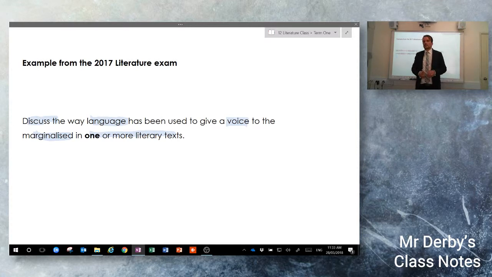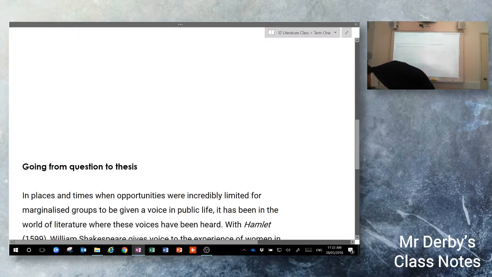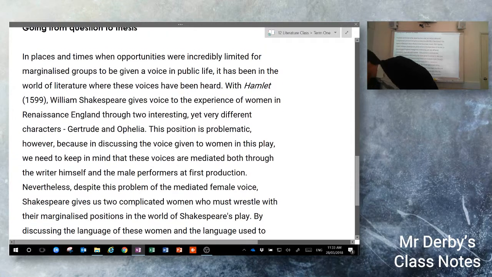It's not enough to say that there are marginalised characters. It's not enough to just say what marginalisation is. You have to make that connection between how the voice of the marginalised has been given to those characters or those social groups through the language of the text. So let's then have a look now at an example of how this could work.